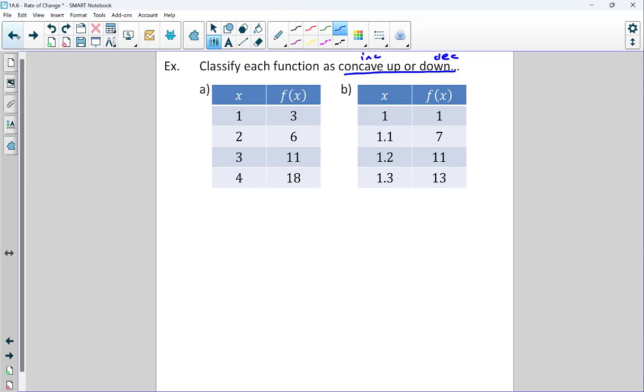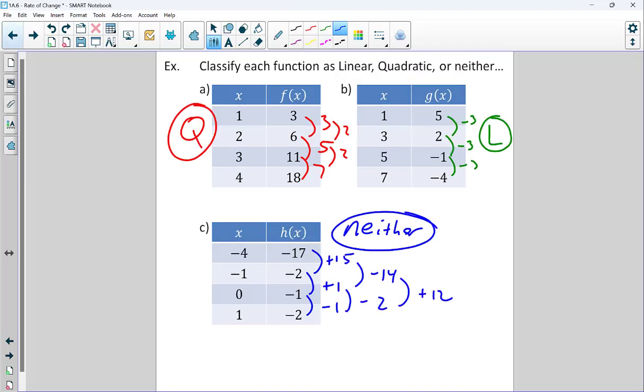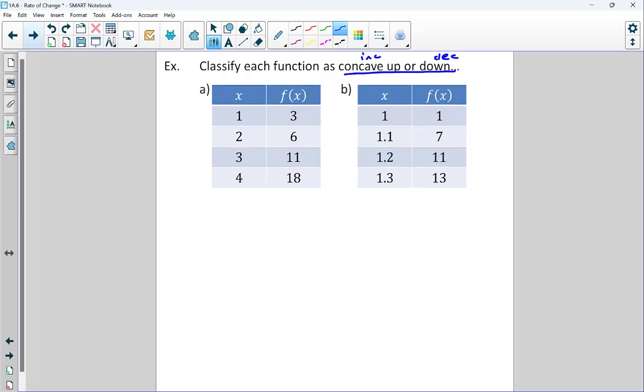Keep in mind, this one we already did. It was first differences 3, 5, 7. Second differences were 2 and 2. So the graph was quadratic. Since the second differences were positive 2, this is a quadratic opening up. So is it concave up or concave down? It's concave up. Over here, now notice the x intervals. This one, the difference is 0.1, 0.1, 0.1. So even though I'm using decimals now, we're still good. The x values are distributed evenly. This is perfectly fine.